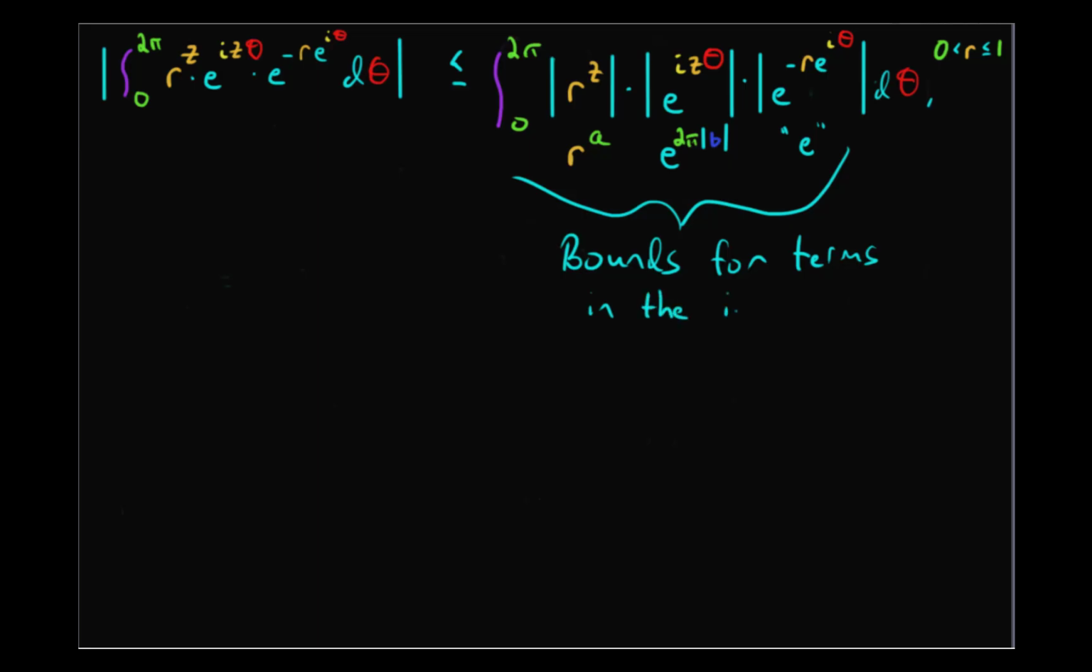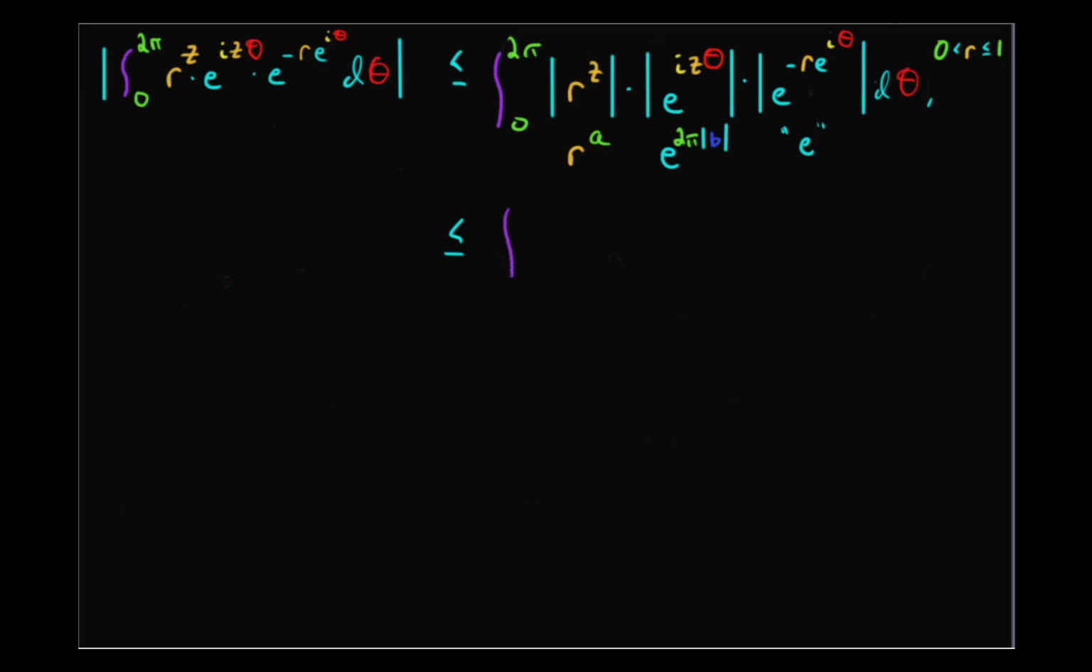So we found upper bounds on all of the terms in the product in this integrand, and so we can then make the argument that the modulus of the integral expression on the left-hand side of the screen must be less than or equal to the integral involving the product of all these upper bounds. So it must be less than or equal to the integral from 0 to 2 pi of r to the a, where a is the real part of z, times e to the 2 pi times the absolute value of b, where b is the imaginary part of z, times the constant e, again assuming that our radius here is a positive number less than or equal to 1, d theta.